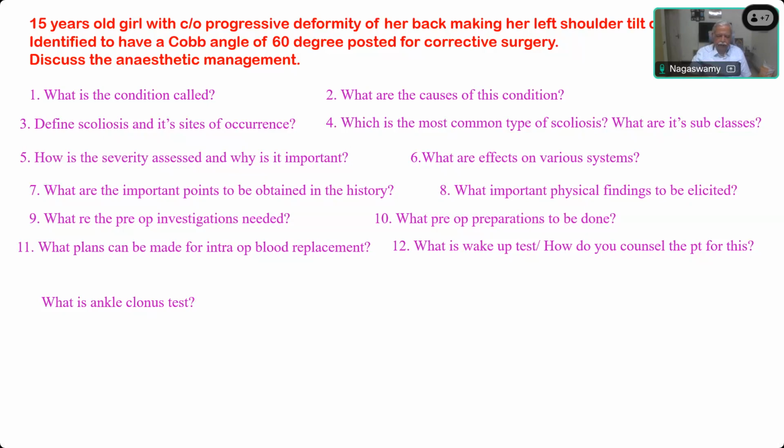Okay, so the surgeon has said in another 20 minutes I want to do the wake-up test because I have done the maximum stretching of the spinal cord. I would like to see the conduction being intact or not. So he gives you 20 minutes time. What will you do? Sir, after lightening the plane of anesthesia, once I make sure the patient is awake and able to follow the commands, the surgeon will ask the patient to wriggle his toes, or you will tell the patient.